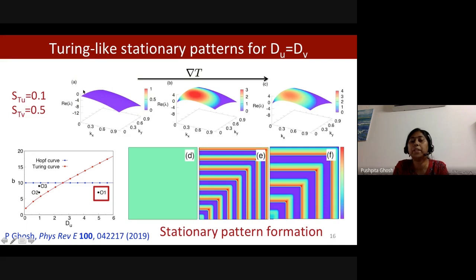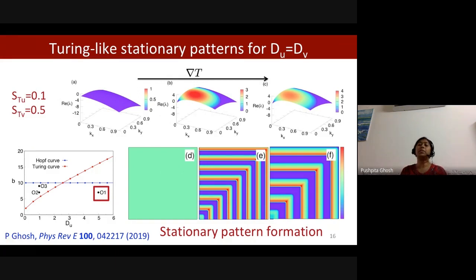You can see that when there is no temperature gradient, the real eigenvalue, in this 3D dispersion curve along kx and ky, is negative. As we incorporate the temperature gradient, the system realizes real positive eigenvalues, and the numerical simulation also corroborates this idea from the linear analysis. When there is no temperature gradient, that is, the gradient of T is 0, it's a homogeneous pattern. When we have the temperature gradient, it realizes a stationary, Turing-like pattern. As you can also see from figures E and F, as I keep increasing this constant temperature gradient, you see not only the formation of pattern, but also a definite change in the wavelength of the patterns.